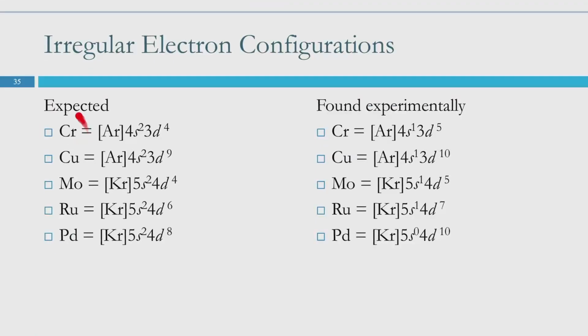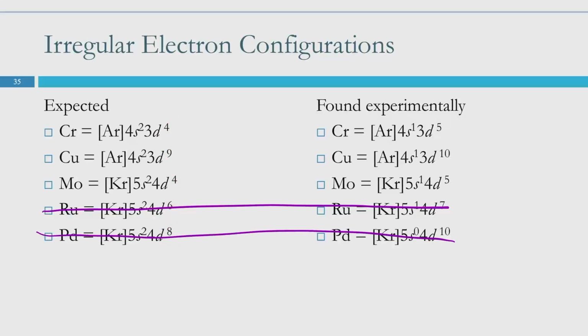So what we would expect for chromium, copper, molybdenum, ruthenium, palladium versus what's found experimentally. With the exception of ruthenium, other than ruthenium, notice that these all are 4, 9, or palladium's also weird. Ignore those. What we expect is 4s2, 3d4. What we see is 4s1, 3d5. And this makes a little more sense if we look at it as an orbital diagram.